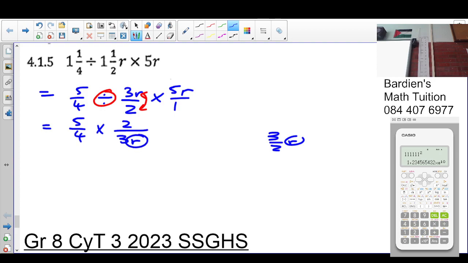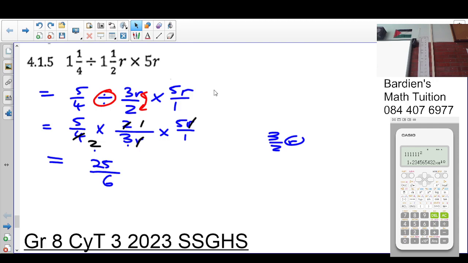Many of you failed to write the 3R there. You wrote it next to it. Times 5R over 1. So the R cancels. 2 going into 2, 2 going into 4, twice. So 5 times 5, of course, is 25 over 3 times 2 is 6. 25 over 6. Pumla? I was going to ask you, where's the R? They cancel, unless you write 25R over 6R, which is then 25 over 6.